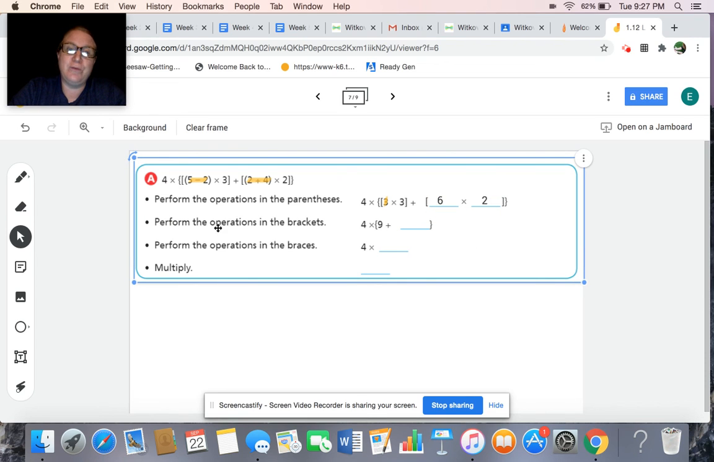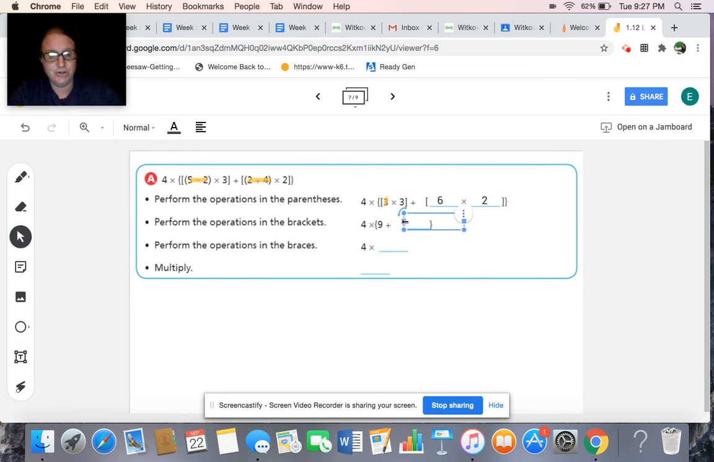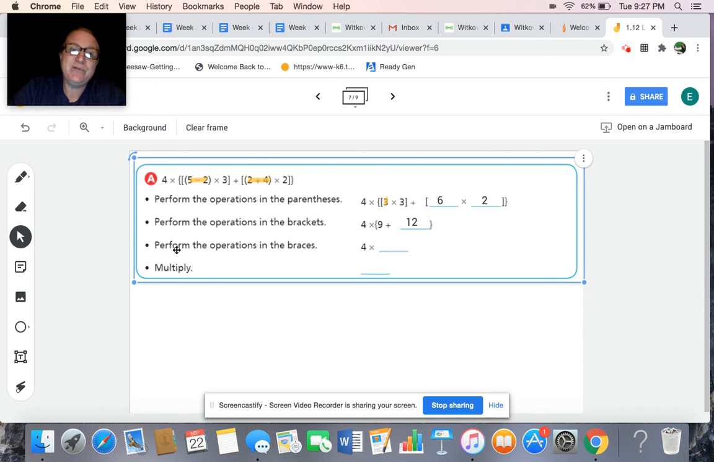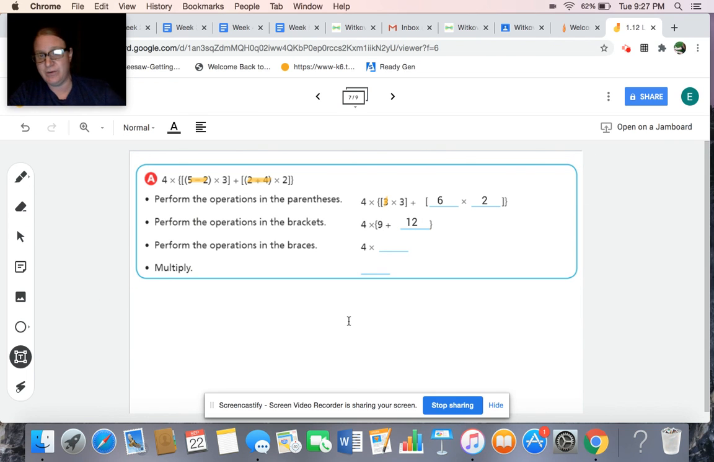Now it says perform the operations in the brackets. Well, we have one set of brackets here. 3 times 3 is 9. And 6 times 2 is 12. Now we perform the operations in the braces, and that's right here. 9 plus 12. I'm going to start with 12 and go up 9. 12, 13, 14, 15, 16, 17, 18, 19, 20, 21. So I'm going to put 21 here.